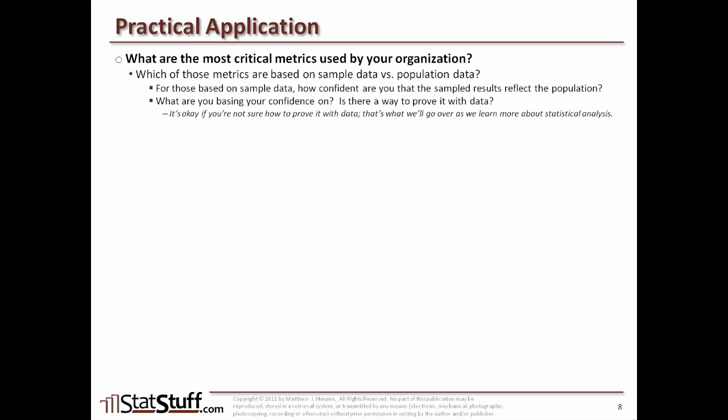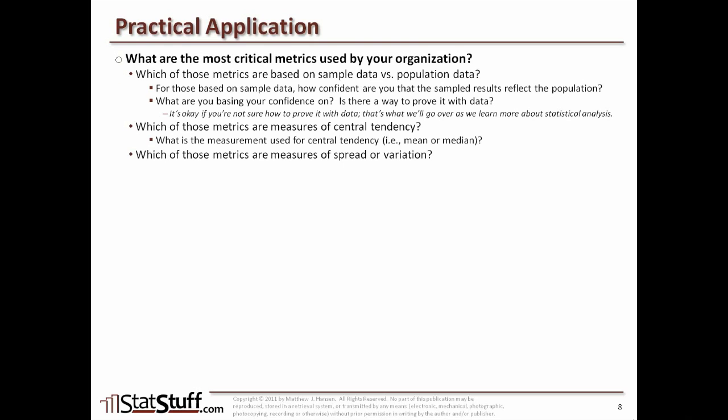That's actually some of the things we're going to get to later on in some of the other advanced videos talking about statistical analysis. Now, which of those metrics that you're using are measurements of central tendency? What is the measurement that's used for central tendency? Are they using the mean or are they using the median? And also, which of those metrics are used for a measurement of spread or variation? Now, there are very few organizations that actually use variation as a critical metric. So it's not surprising maybe if your organization doesn't. But if your organization doesn't, then what do you think some of those risks could be because they're not allowing for that measurement of variation in the business?